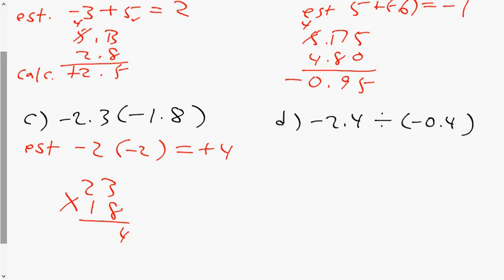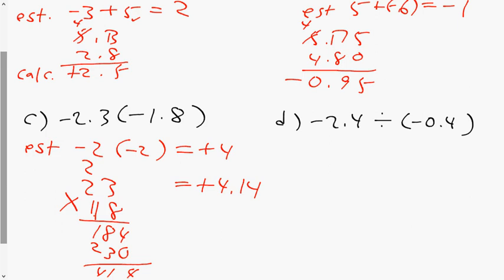8 times 3 is 24, carry your 2. 8 times 2 is 16, plus 2 is 18. Second number, second line, second space. Put a 0 down there. 1 times 3 is 3. 1 times 2 is 2. Add. I get 414. Based on my estimation only, that has to be a positive 4.14 as a calculation. Only place you can put it.